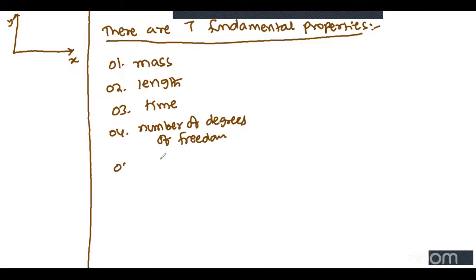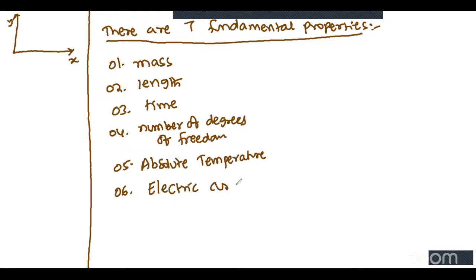Number 5 is absolute temperature, or we can say normal temperature. Either you can say absolute temperature or temperature. Number 6 is electric current. And number 7 is luminous flux.